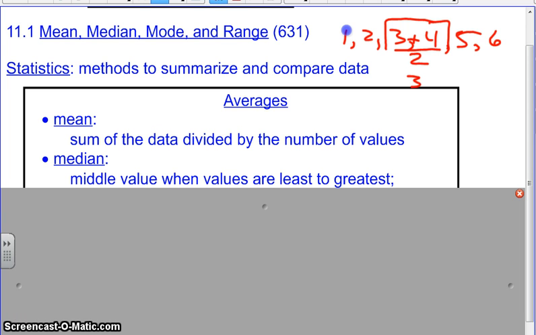3.5, which isn't even a number in the set of data, which is possible. It's possible that you can have a median that is not in the set of data. Is it possible you can have a mean that is not in the set of data? Yes, of course. I mean, think about batting averages.